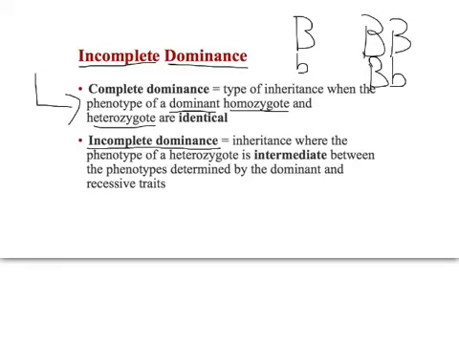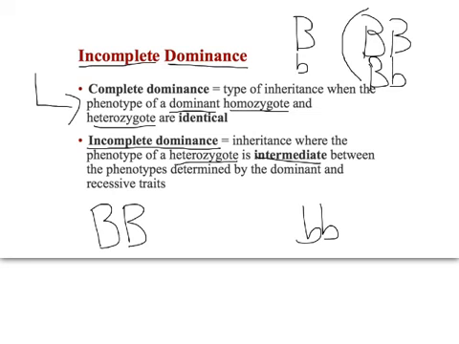Incomplete dominance, however, is a type of dominance where instead of the homozygous dominant and the heterozygote having the same phenotype, the heterozygote has an intermediate phenotype. Basically, the heterozygote is a blend between the dominant and the recessive phenotype. This name makes sense because we're not showing complete dominance. We're almost getting there. If you have one dominant allele, you're almost to the dominant phenotype, but instead you only get halfway there. So in this example, capital B would be black, little b would be white, and capital B, little b would be a blend, so it would be gray.